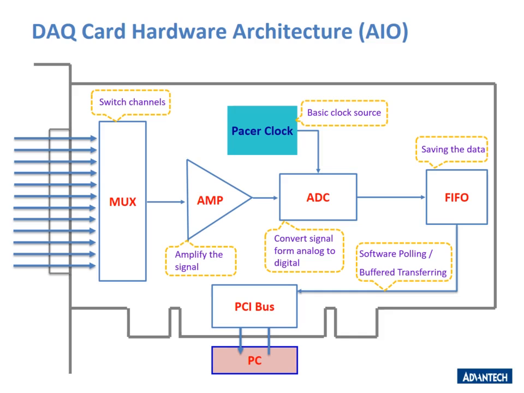Then let's go back to the first part, MUX. MUX is the multiplexer. It is used to switch the channels. After the multiplexer, the signal will be amplified through the amplification. Then it transfers to the ADC to do the conversion. And there are still the FIFO and PCI bus before the signal transfers to the PC. In the following chapters, we will have more detailed information about these 5 main items in the DAQ card hardware architecture.